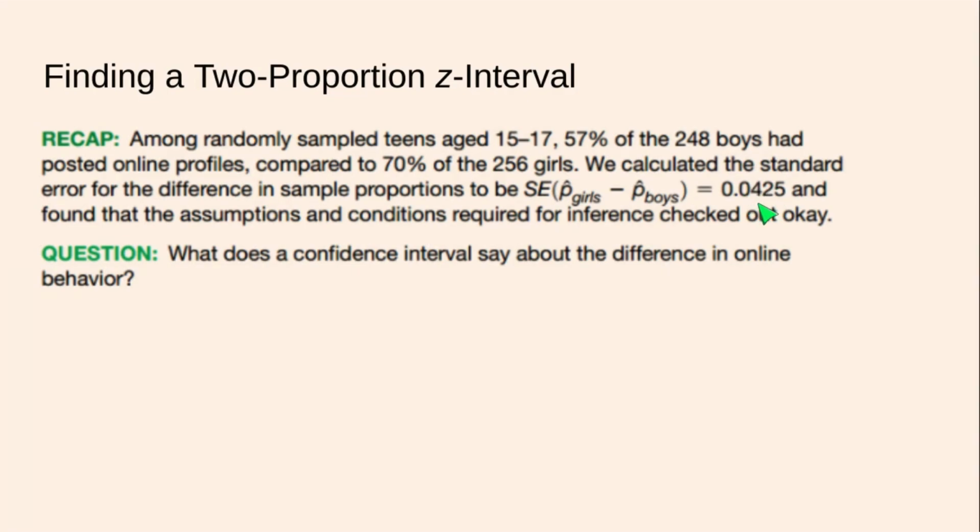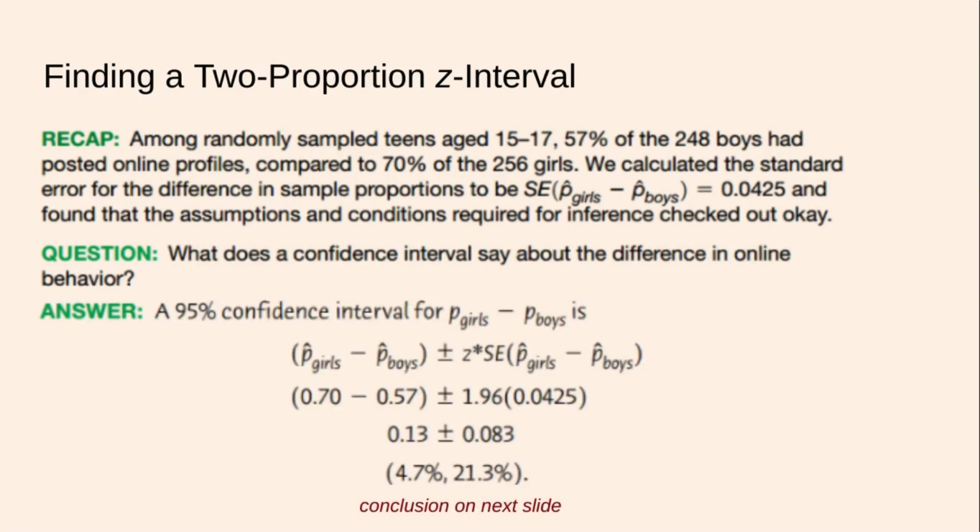What does a confidence interval say about the difference of online behavior? Well, we have this 95% confidence interval. We're going to do the proportion of girls minus the proportion of boys. It's nice to keep things positive. Z-star is 1.96. Ronald Fisher would be proud. And we have the proportion of girls minus the proportion of boys standard error, and that standard error we get from the problem up here.